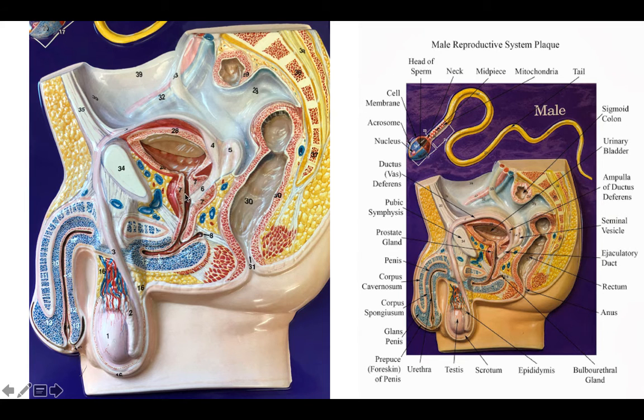So we end up in the urethra, and the urethra is actually broken up into three separate parts. We have what's called the prostatic urethra. The prostatic urethra is going to be, of course, the portion of the urethra that's surrounded by the prostate gland, this kind of chestnut-shaped gland right here.